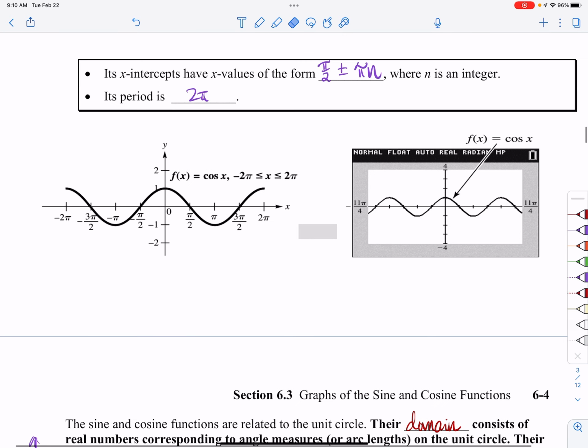And here is, again, just 2 more graphs that have been given to you. One on the calculator and one on just a regular graph. All right, I'm going to stop the video here, and I'll come back and do some examples.